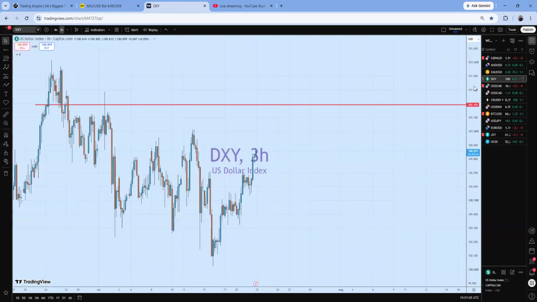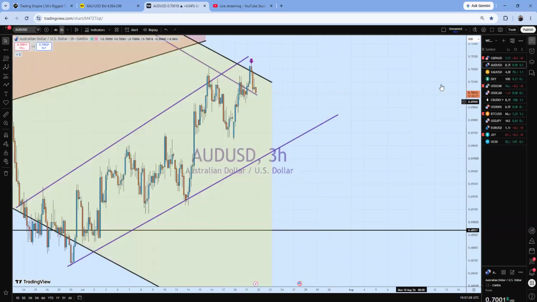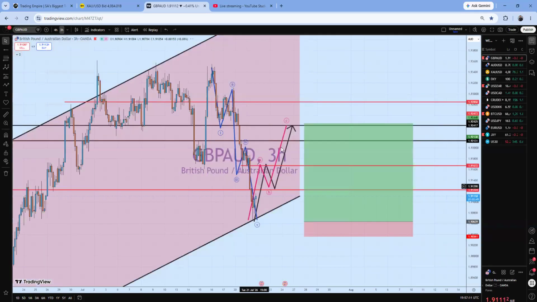So dollar strength pushes AUD USD down, correlates with GBP AUD going to the upside. So yeah, that's it for this week.